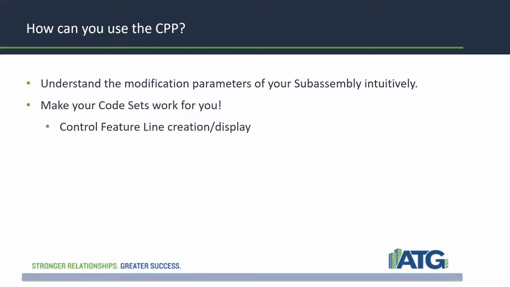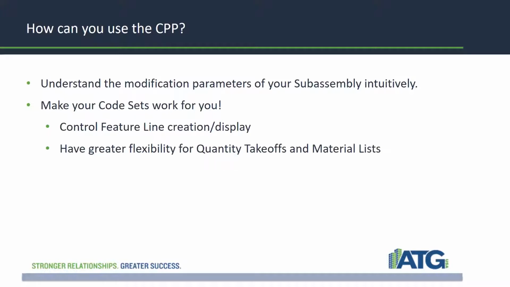We can use these in plan production, or we can use these for other design tasks inside the software. It allows us to have greater flexibility for our QTO and for our material lists that we use in section view. It automatically labels and hashes objects for us in our sections once we have those built in our code set and we use the correct codes in our subassemblies.